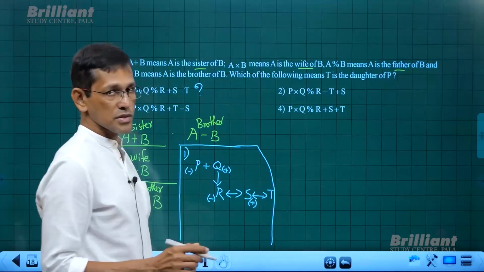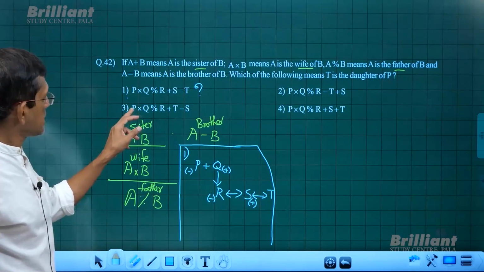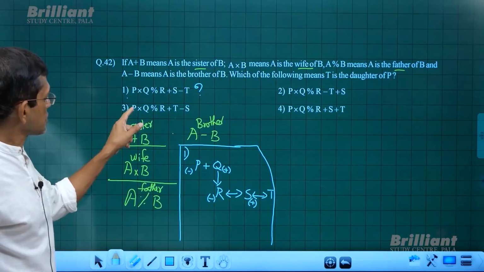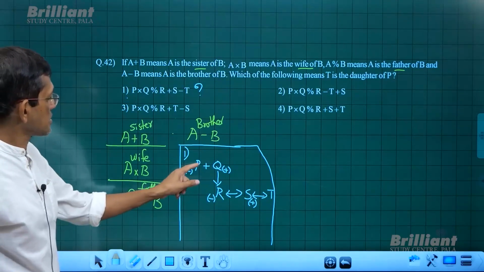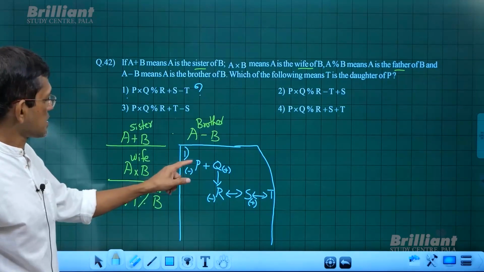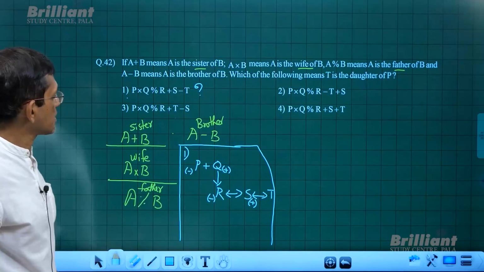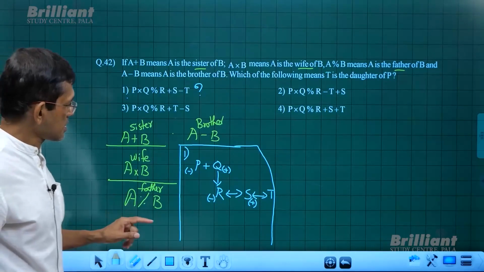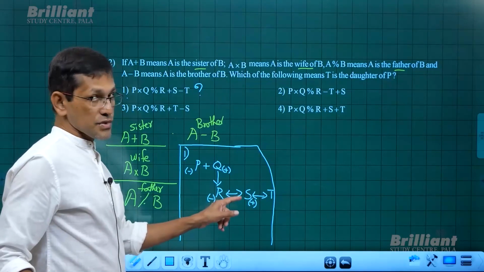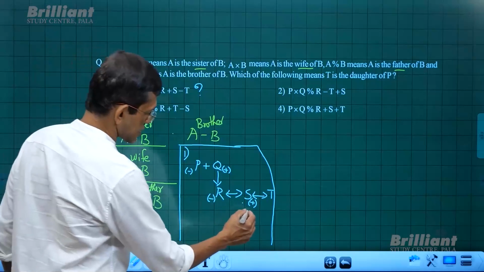Now we can think about answer choice 2. Well, we are looking at answer choice 3 right now. P into Q. This is pretty much exactly the same as what we have here. P into Q means P is the wife of Q. Then Q percentage R means Q is the father of R. Then R plus T means R is the sister of T. Earlier it was given as R is the sister of S, so next possibility, R is the sister of T.